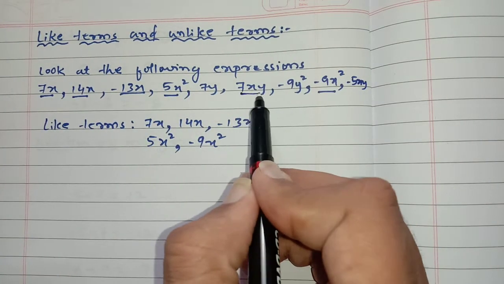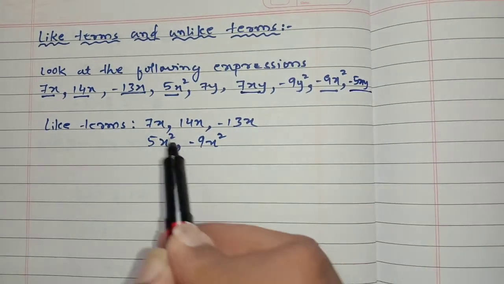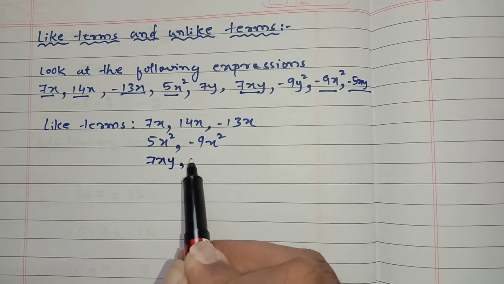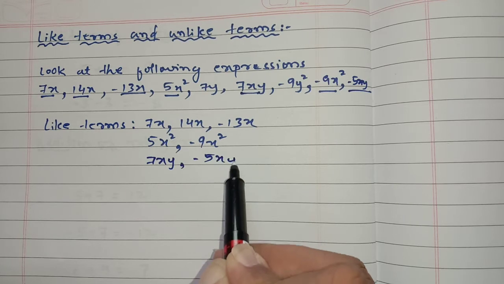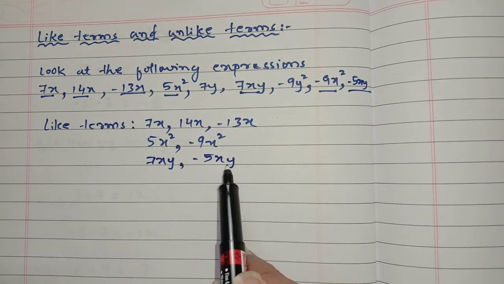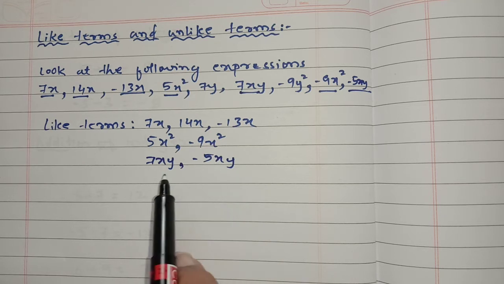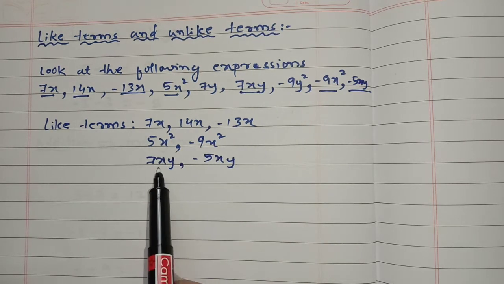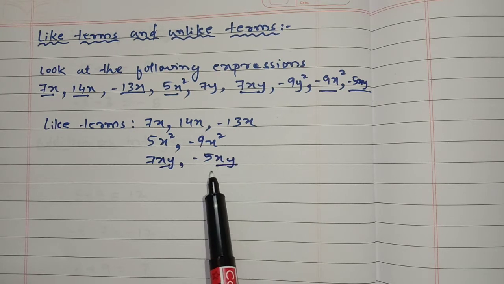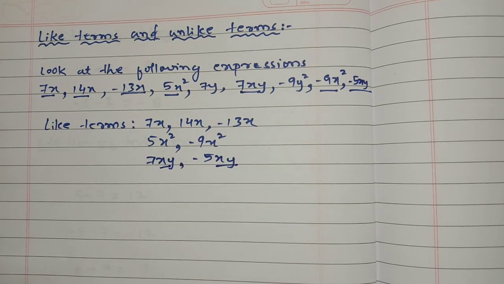Also here 7xy minus 5xy. These are also like terms. The variable is xy here. Here also the variable is xy. These are also like terms.